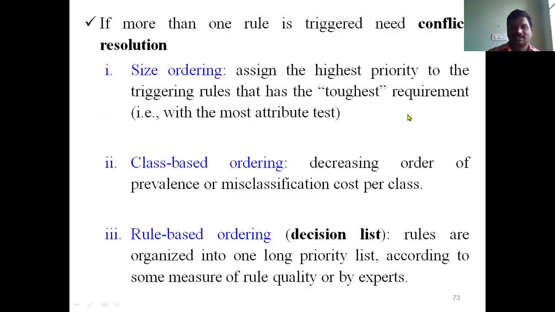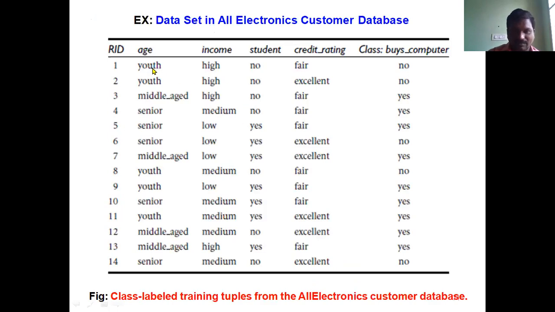Take the data set and first learn one rule. What is the condition? If age equals youth and student equals no, then buys computer equals no. How many rows are covered by this rule? Age equals youth and student equals no: 1, 2, 3. Three rows are covered here. If age equals youth and student equals no, then buys computer equals no. That means it covers three rows.